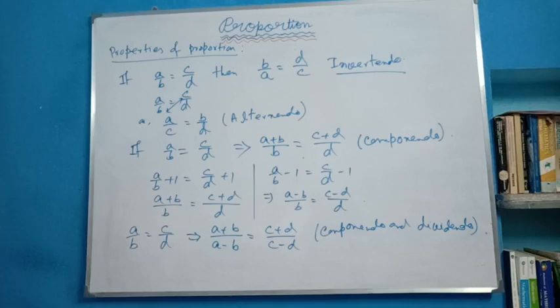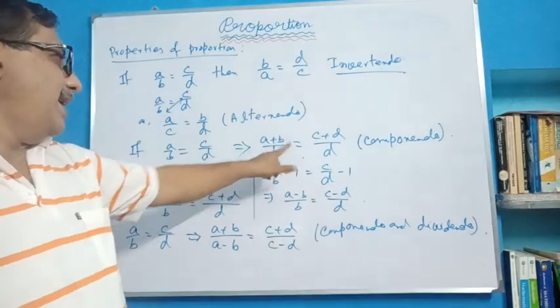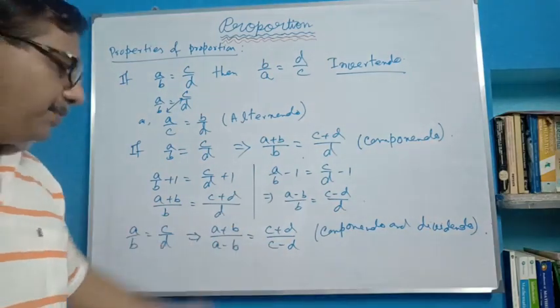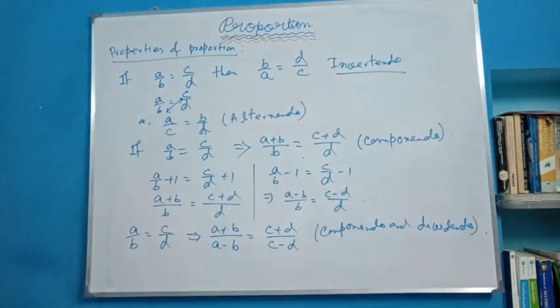Componendo means first you add 1, then you get componendo. So why is it called division? Why is it called componendo dividendo? Try to think about it yourself first. Where is the division procedure? Follow. Next, another one, that is addendo.